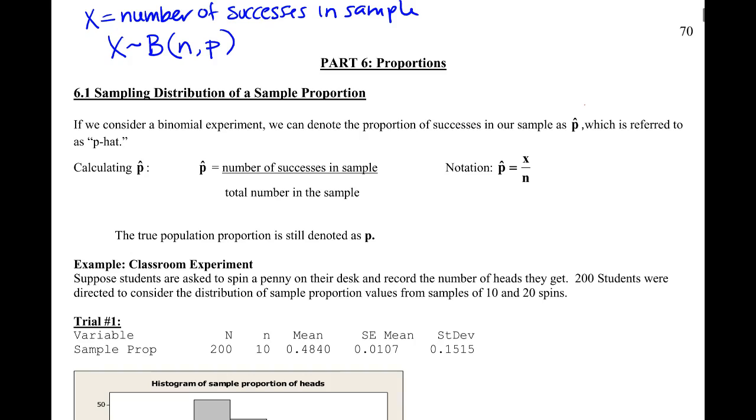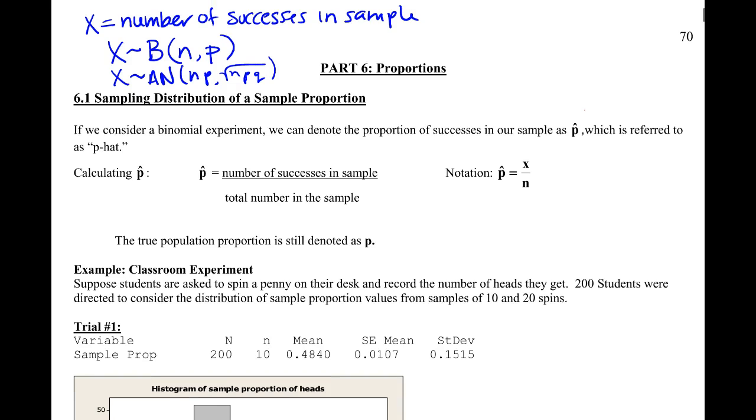And we also knew that if our sample size was big enough, we could approximate that using a normal distribution, which was centered at NP with a standard deviation of the square root of NPQ. So that's what we covered before. What we're talking about now is not the sampling distribution of the number of successes in our sample, but the sampling distribution of the proportion of successes in our sample.